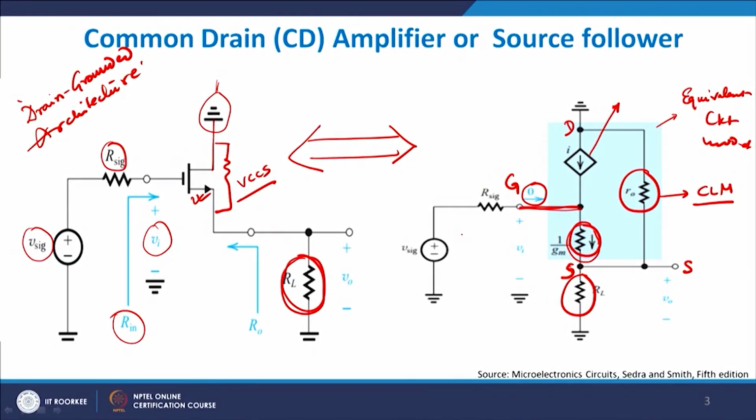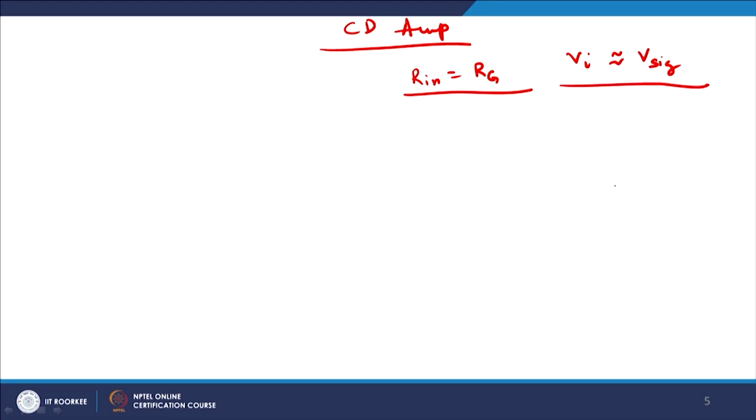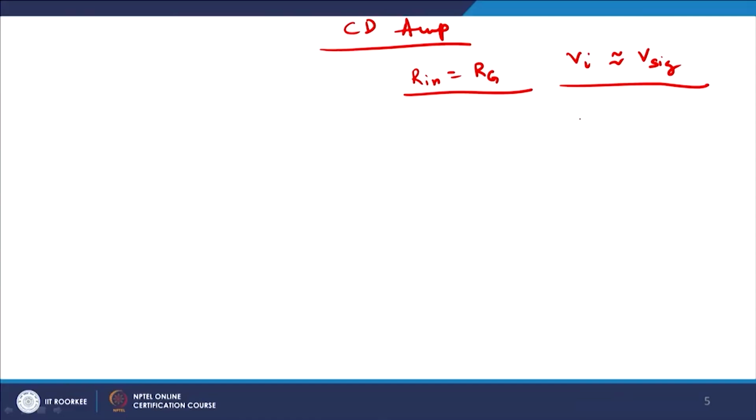Now, let me explain the CD, common drain amplifier. What you get is Rin equals to Rg, the gate voltage of course, and Vi therefore will be approximately equal to V sig. The reason is, if you remember the previous discussion, we saw that V sig was getting divided by Rin and Rin plus Rg. Now, if Rin is relatively very large, this cancels off, and therefore I get Vi equals to V sig.